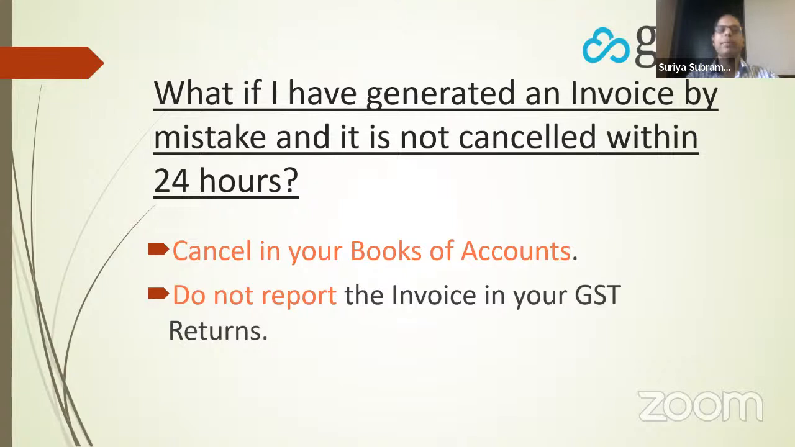Now, a common question that people ask is: I have generated the invoice, it's a mistake, and I forgot to cancel. I'm not able to cancel now, it's more than 24 hours. What can I do? Cancel it in your books of accounts. And the GST portal will automatically populate this invoice into your GSTR1. If such a thing happens, do not report the invoice. Make sure that you delete the invoice from your GSTR1. So these are the two things that you can do if you have missed that 24-hour window.